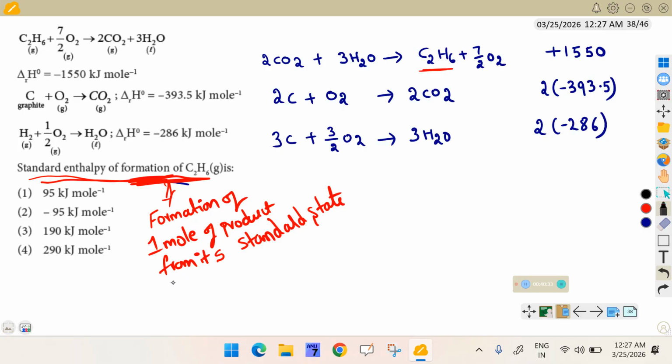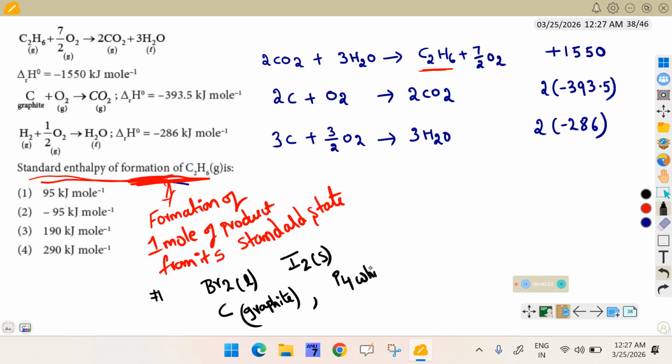From its standard state. Remember, very important. Bromine liquid form is standard state. Iodine solid is standard state. Carbon graphite form is standard. Phosphorus white phosphorus is standard. Sulfur rhombic sulfur is standard. Remember these. Now, from its standard state.